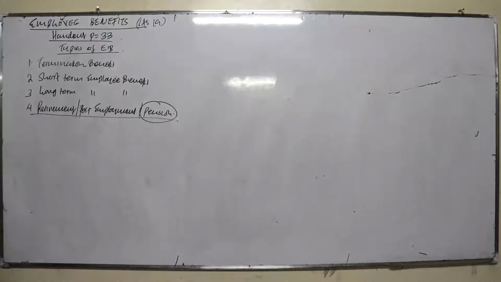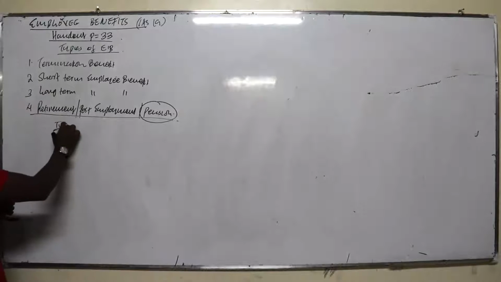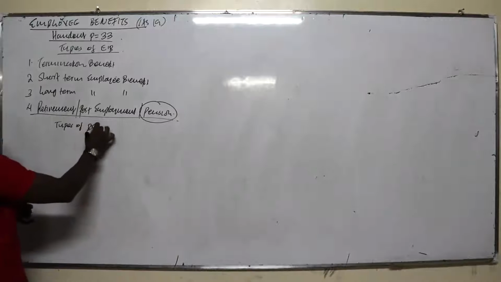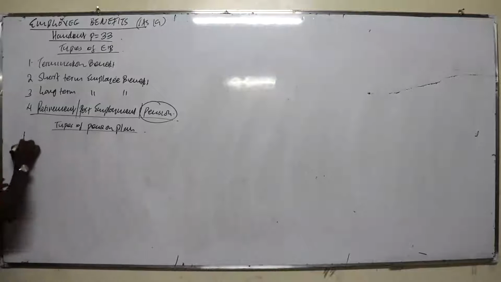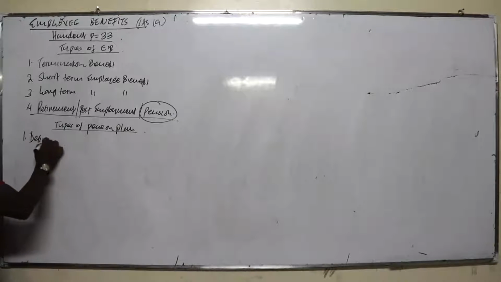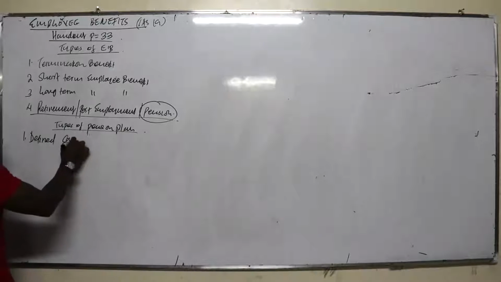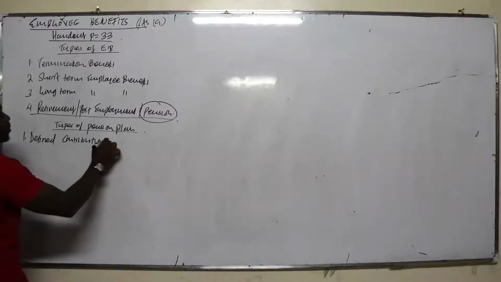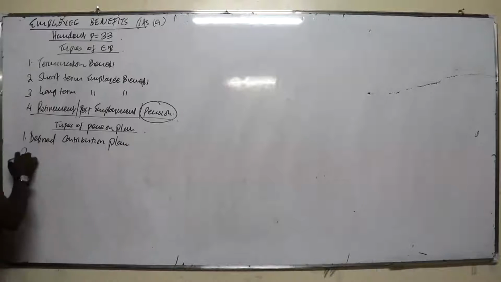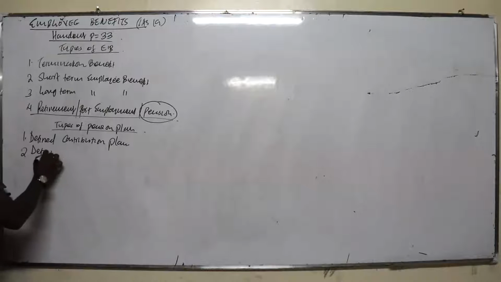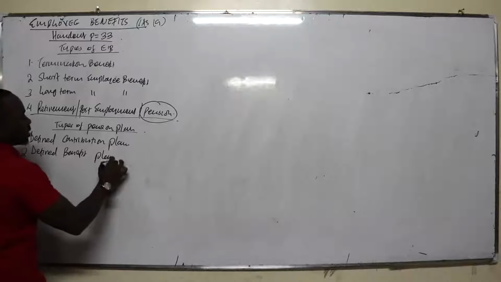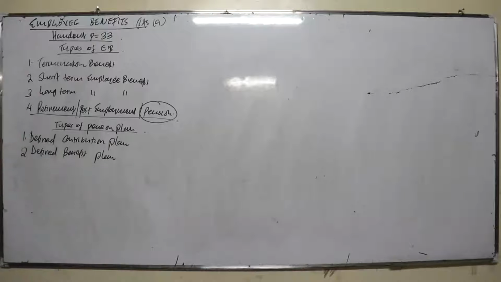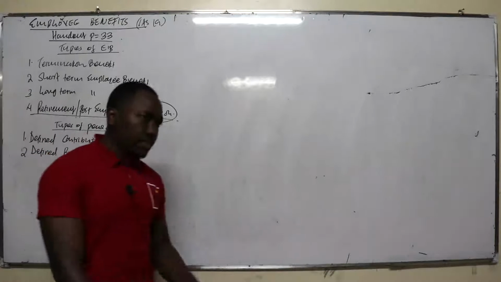Now, when you talk about the pension, what are some of the types of pension plan? We have two types of pension plan. Number one, we have defined contribution plan. Number two, we have defined benefits plan. So what's the difference between the two? Let's not write the notes. You have them. I'm trying to summarize them.